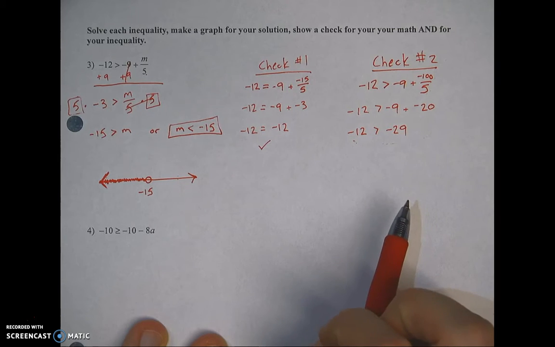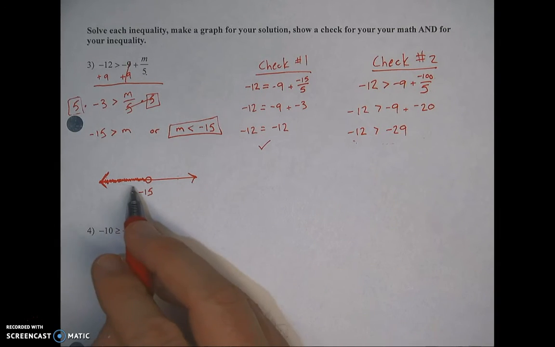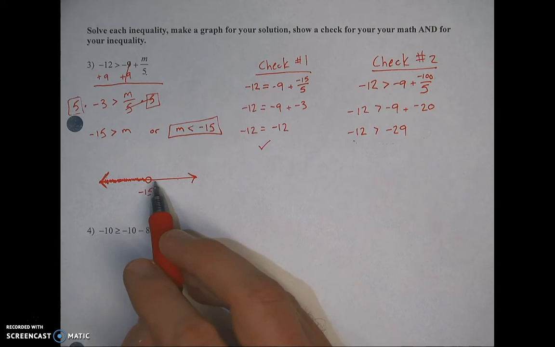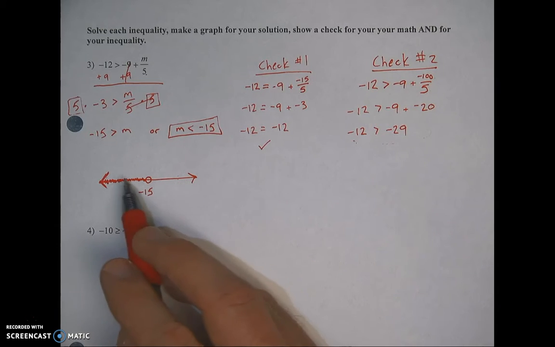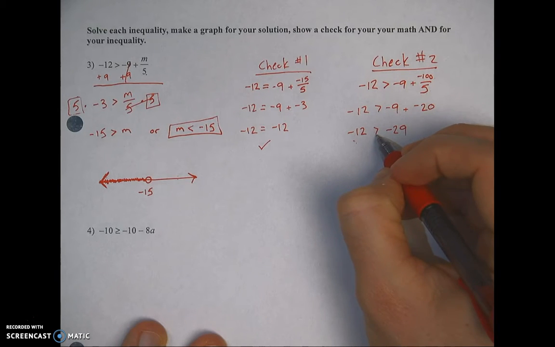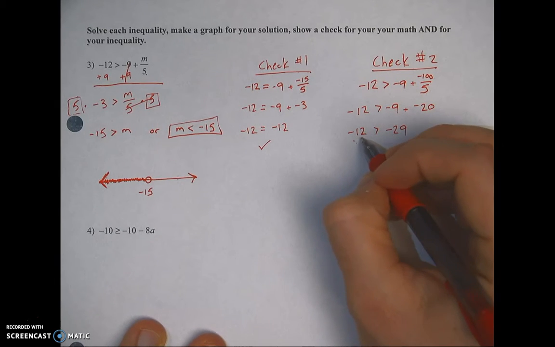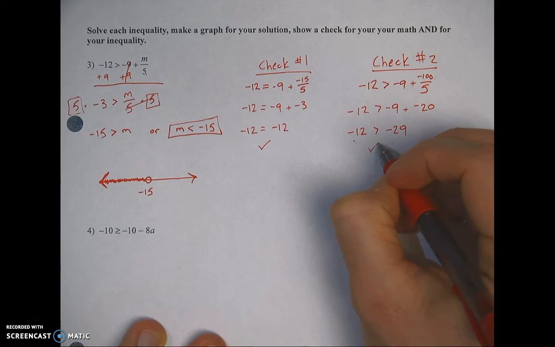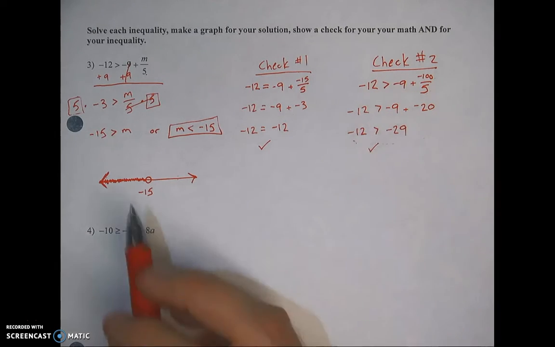Think about a number line. The farther to the right on that number line, the bigger it is. Negative 12 would be over here, and negative 29 is way over here. Is negative 12 greater than negative 29? Yes, it is. And so I know my check is correct.